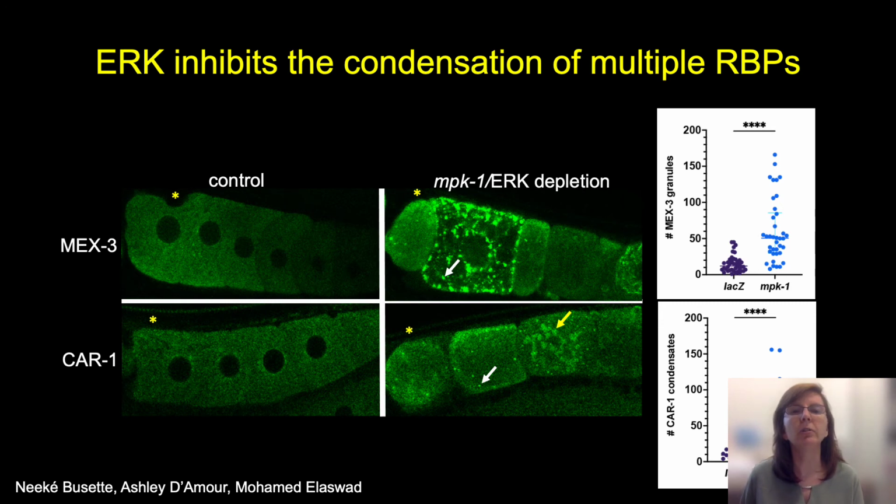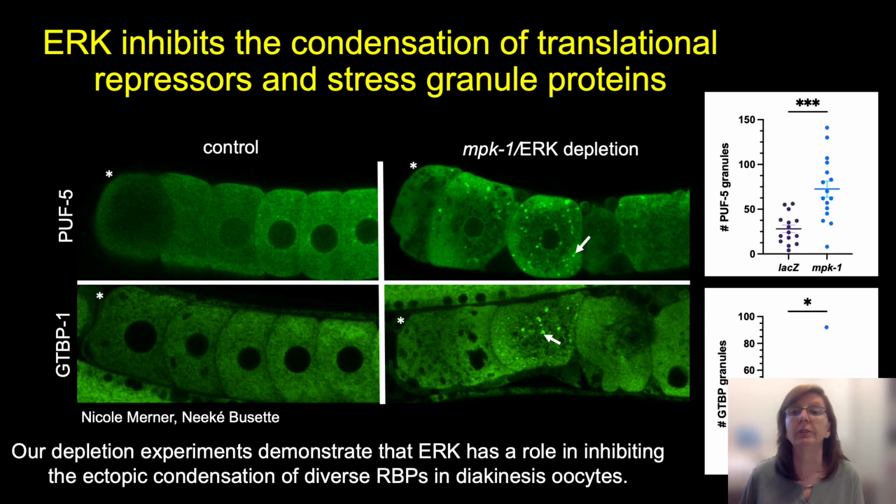Quantitation of these particles allows us to conclude that there are significantly higher amounts of granules or condensates after ERK depletion. We observed a similar trend when examining effects of ERK depletion on the translational repressor PUF5 and the stress granule protein GTBP1. In both cases, there were significant increases in the number of small granules that were detected. However, the degree of condensation was not as dramatic as for MEX3 and CAR1. Taken together, our depletion experiments demonstrate ERK has a role in inhibiting ectopic condensation of diverse RBPs in diakinesis oocytes.